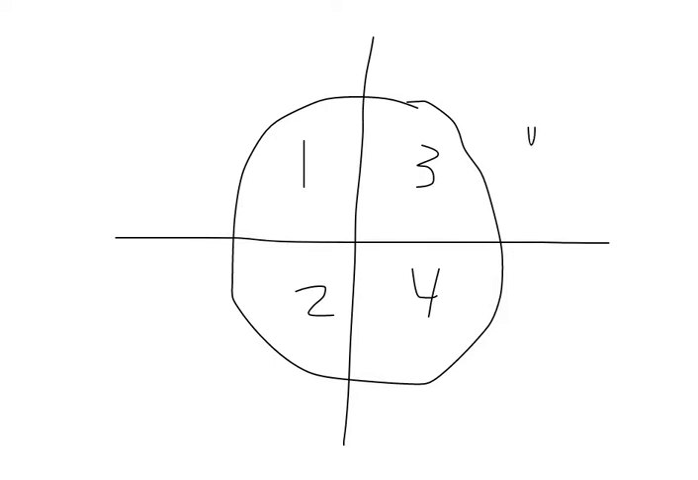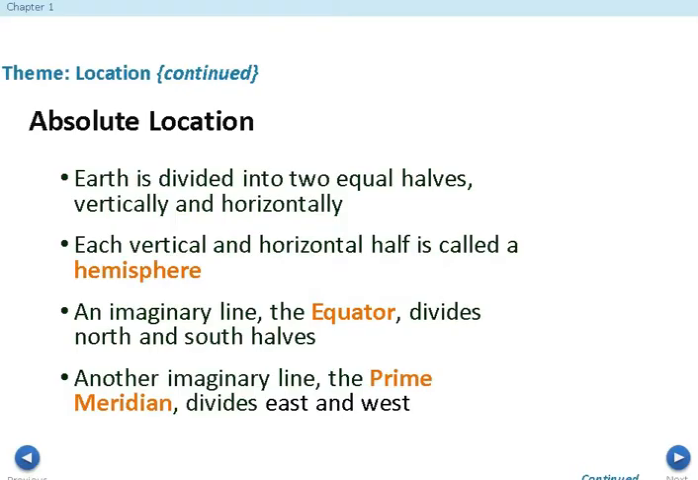If it's north of the equator, it's going to be in the northern hemisphere. If it's south of the equator, it's going to be in the southern hemisphere. If it's east of the prime meridian, it's in the eastern hemisphere, and of course if it's west of the prime meridian, it's in the western hemisphere. So the United States is in the northern hemisphere, and also in the western hemisphere.